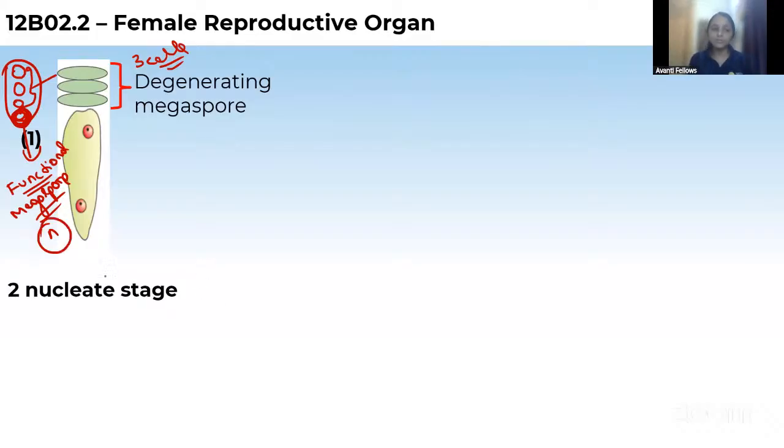This functional megaspore undergoes mitosis. After the mitosis, it forms two cells. This elongated cell is there, right? That is called the functional megaspore. Only one cell is there, and the other three cells have degenerated. The remaining cell is the functional megaspore cell, which has only one nucleus.